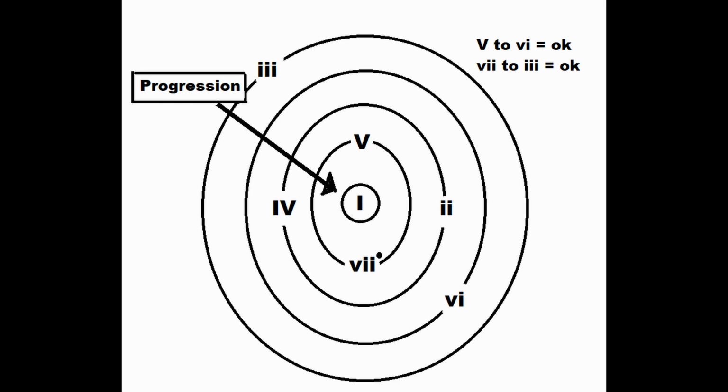The rules are thus: you can only move outward from the 1. Everything else is good. The exceptions to that rule are it's okay to move from 5 to 6, and it's okay to move from 7 to 3.